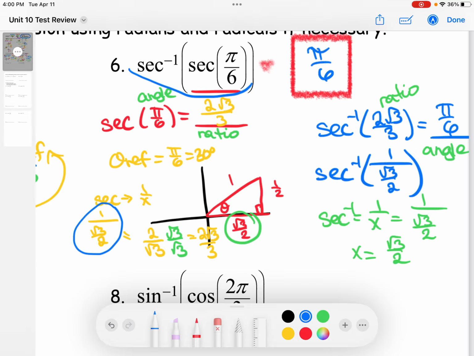Now, if you look at what goes on, secant inverse and secant undo each other. The only thing we have to make sure of is that we are in a principal value quadrant. And since that is an angle in quadrant 1, that is the principal value quadrant. So secant inverse of secant of an angle in quadrant 1 is itself.